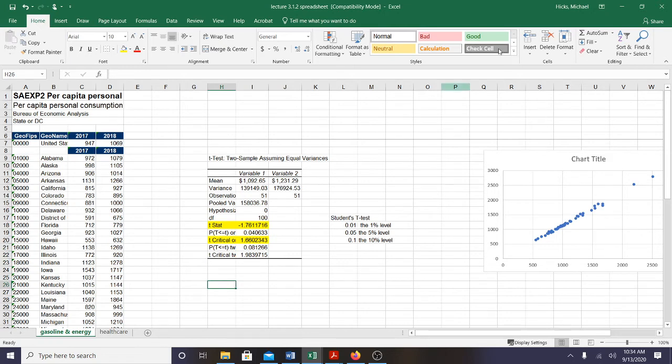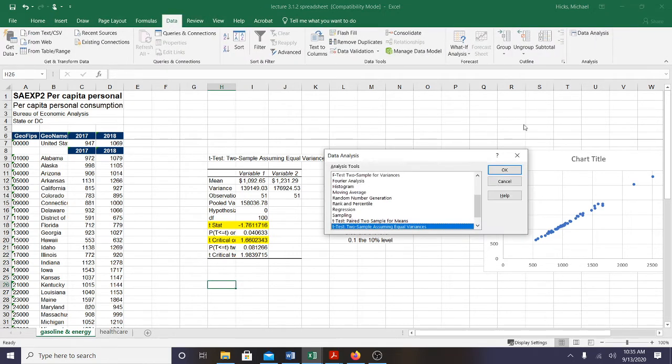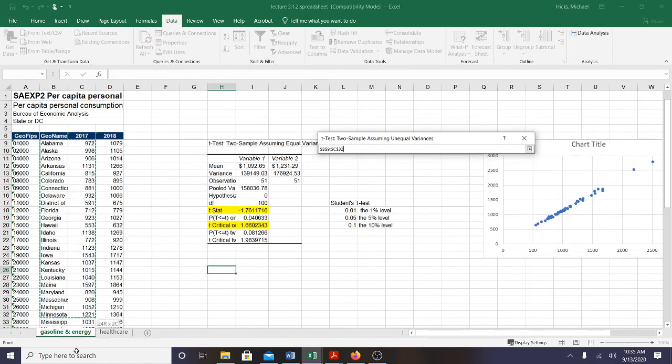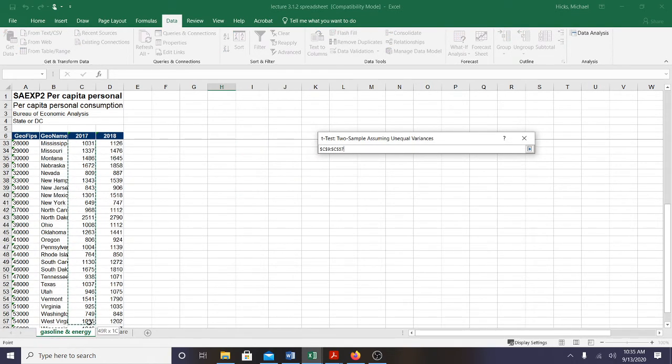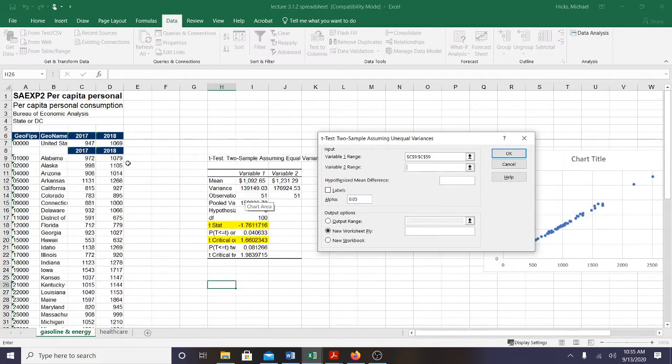Now let's do a second test. Let's do another data analysis, and we'll assume unequal variances this time, and see how this plays out in our actual analysis. So here again is the first sample. Here is the second sample.